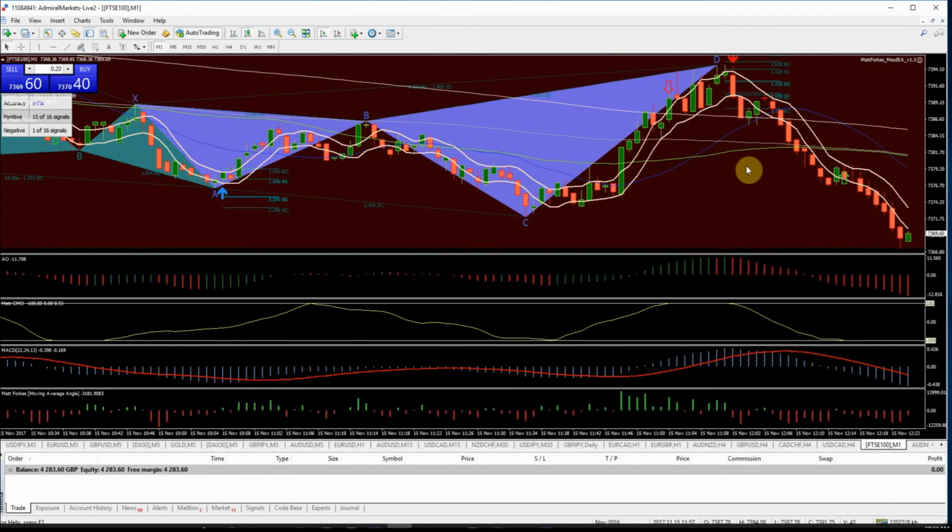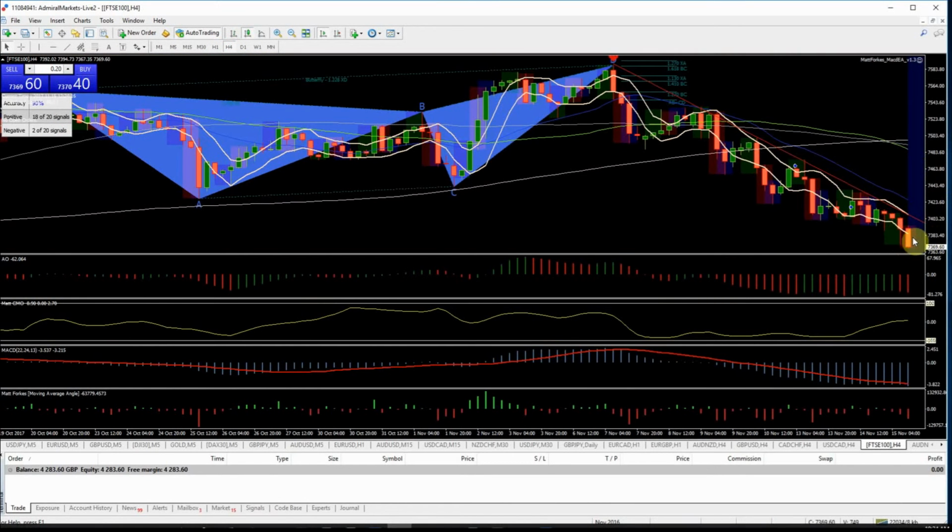Okay, just back, and have been stopped on the UK 100 long trade. It has really come off here. It's just taken out the low that it made on the last 4-hour bar. It's moved down pretty quickly.